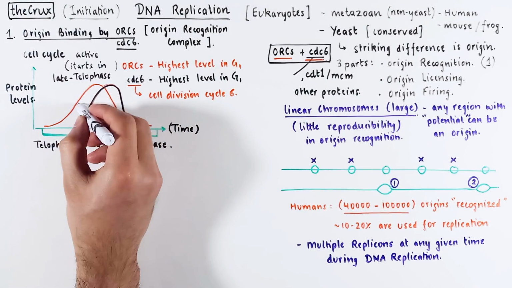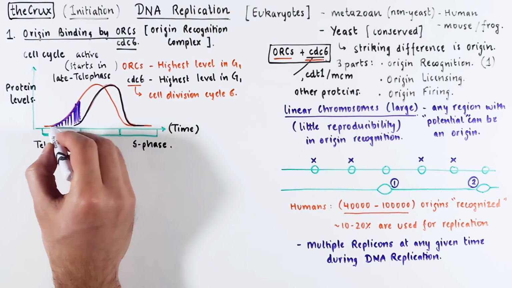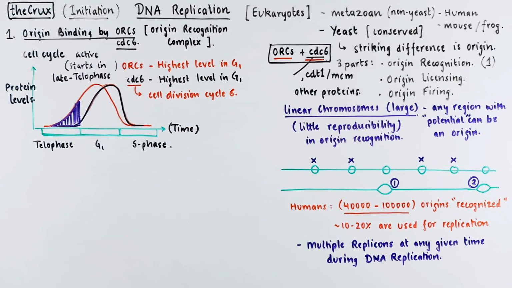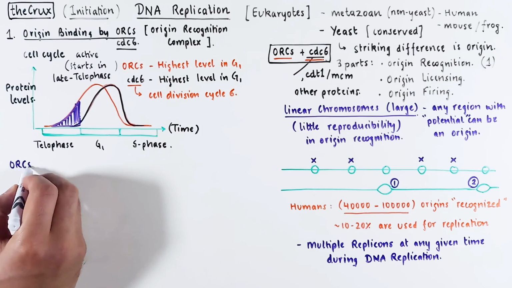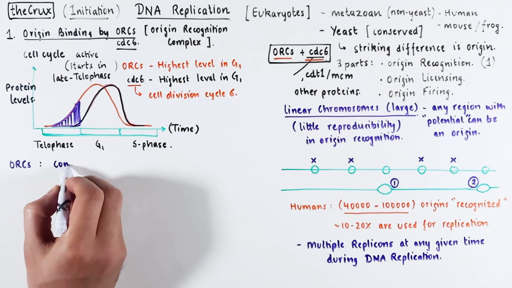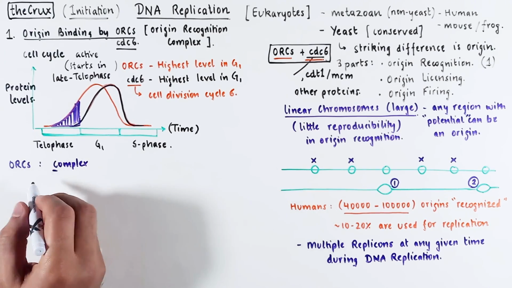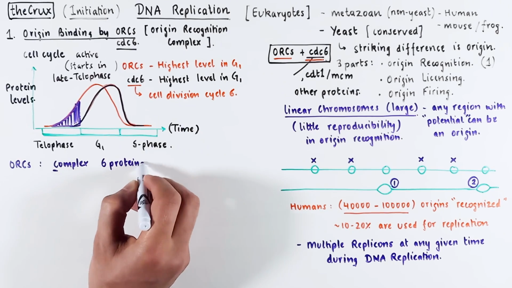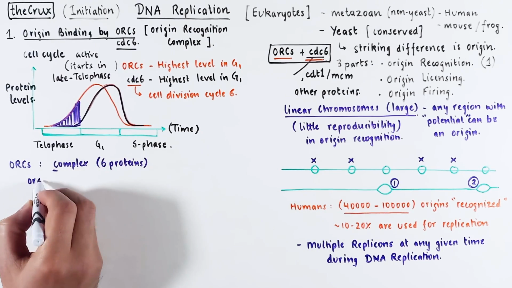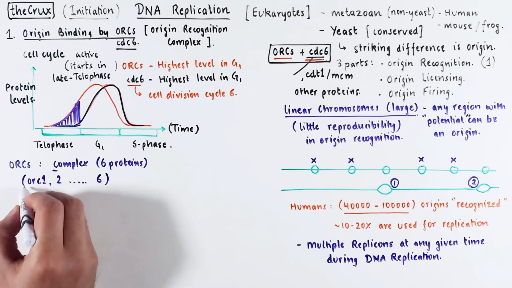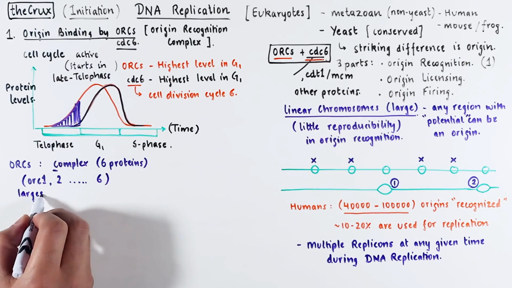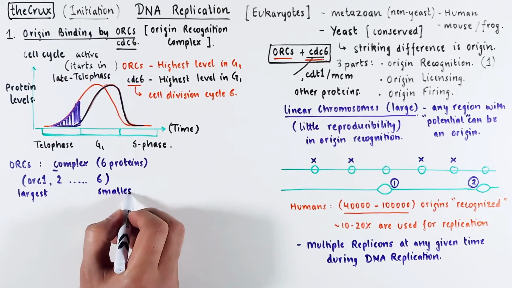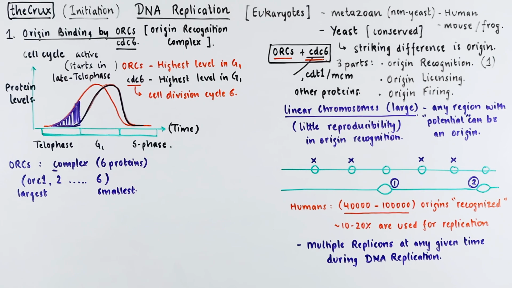Alright, given this head start and how it plays out, the ORCs are the first ones to arrive and recognize the DNA. A few details on the ORCs: since it is a complex, it is made of 6 proteins, named ORC1, 2, 3, 4, 5, and 6. Their names are ordered to reflect the size of the protein. So ORC1 is the largest, and ORC6 is the smallest.